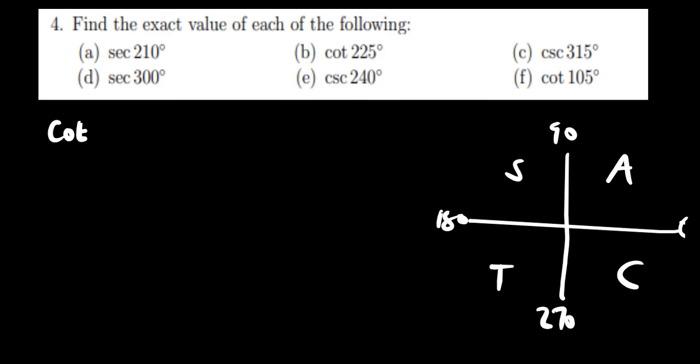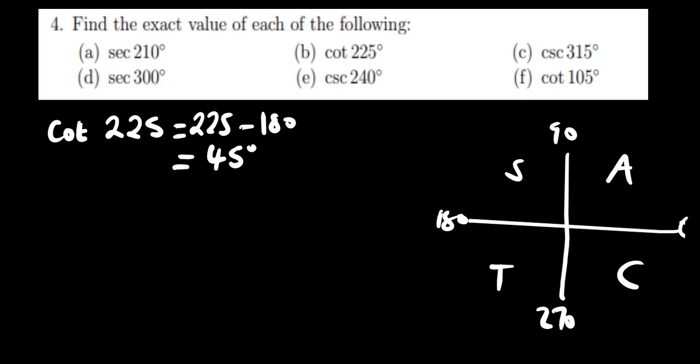We're finding cot 225. Okay, so 225, we're just going to do the same. It's in this quadrant as well. So what do we do? We're going to subtract 225 minus 180, and when you subtract that, what do we get? On my end, I'm getting 45 degrees. Okay, now this is 45 degrees.